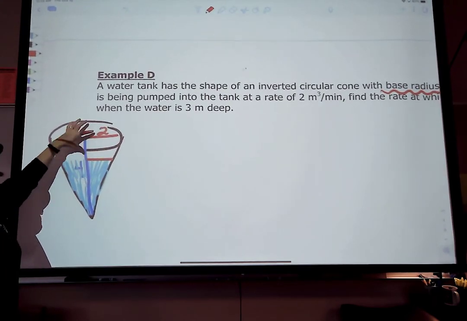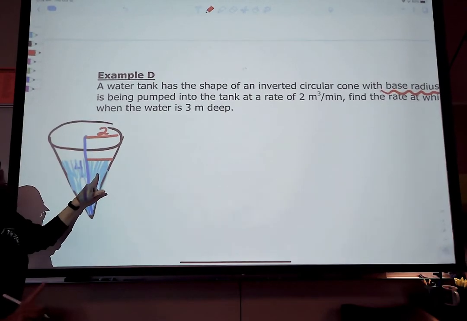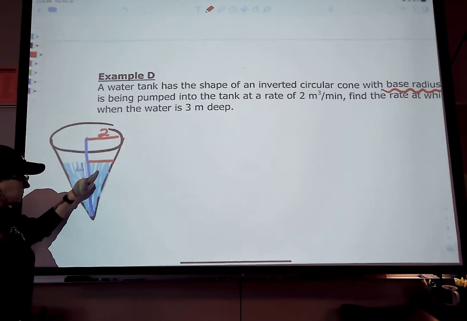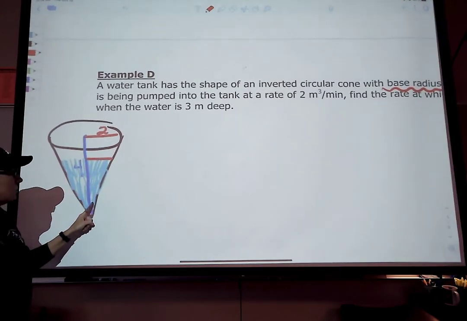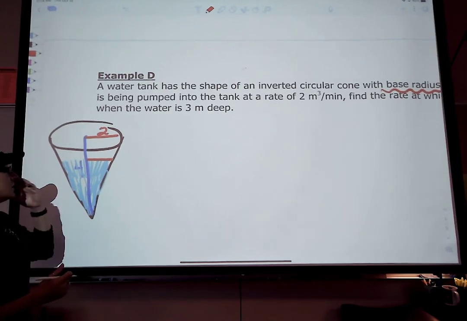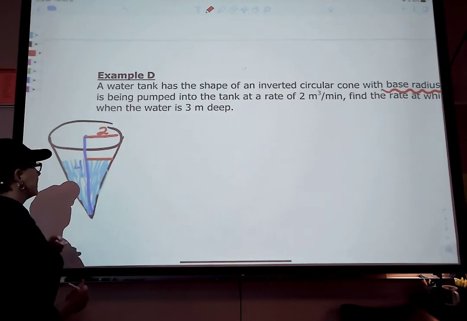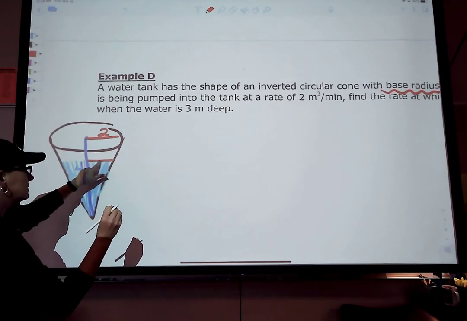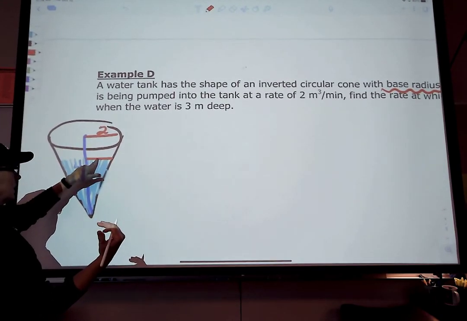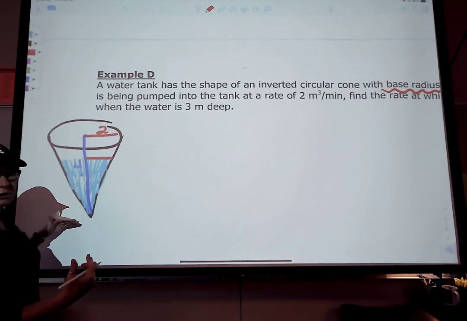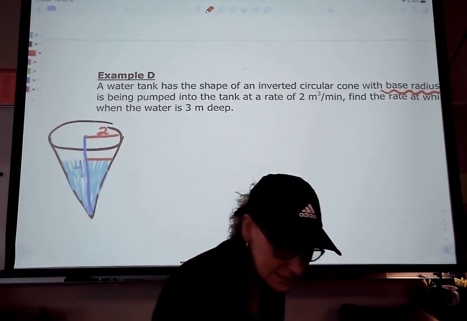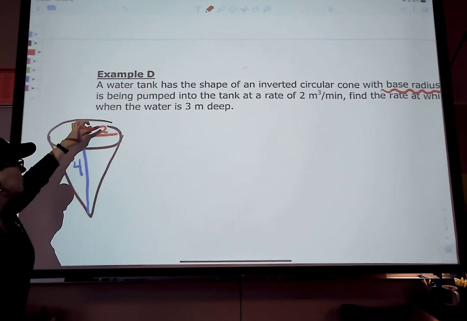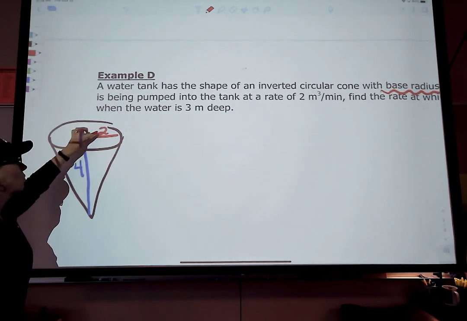But remember that original triangle that we had? Look at this smaller version of a triangle. Here's what's cool about this triangle and this triangle. They share the same angle. They're similar. Okay? So wherever the water level is, I'm guaranteed that the radius of my water level and the height of my water level still maintain a relationship of 2 to 4 or 1/2.